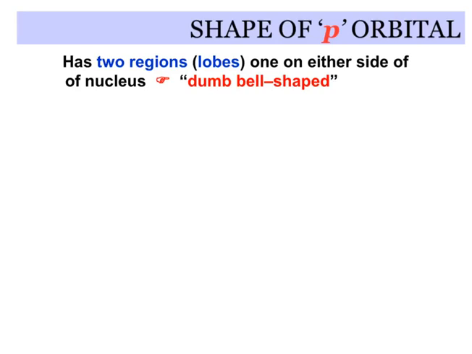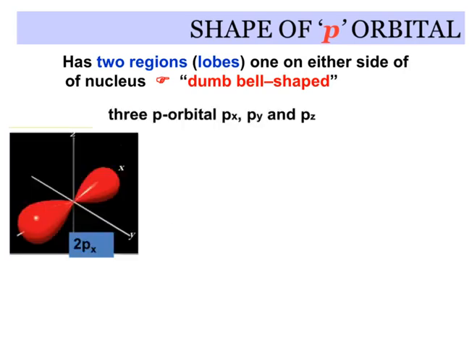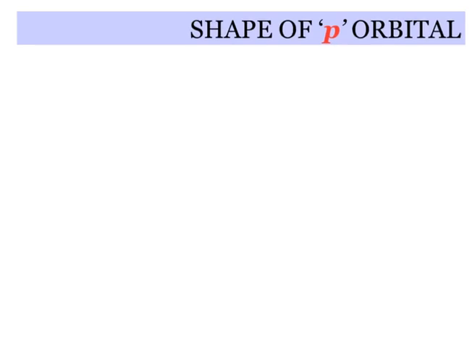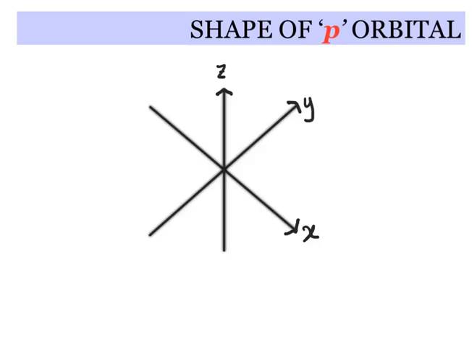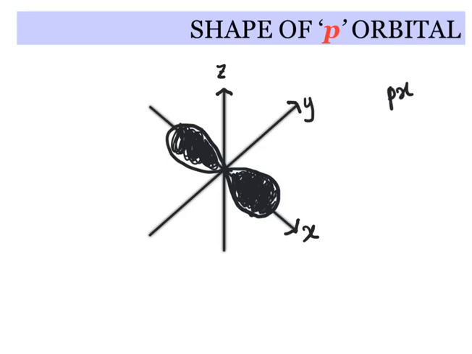The P orbital has two regions or lobes on either side of the nucleus, dumbbell shaped. There are 3 P orbitals, Px, Py and Pz. Let's sketch the shape of the P orbital. First, draw the axes. Let's say we want to sketch the Px orbital. Draw lobes on the x-axis. Shade the area inside the lobes to hide the x-axis. So we have finished sketching the Px orbital.